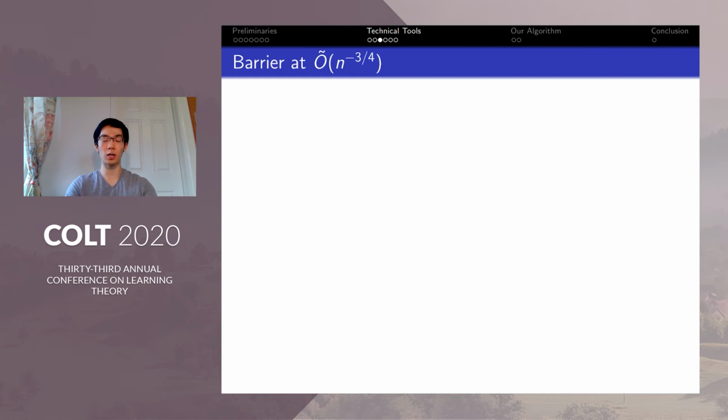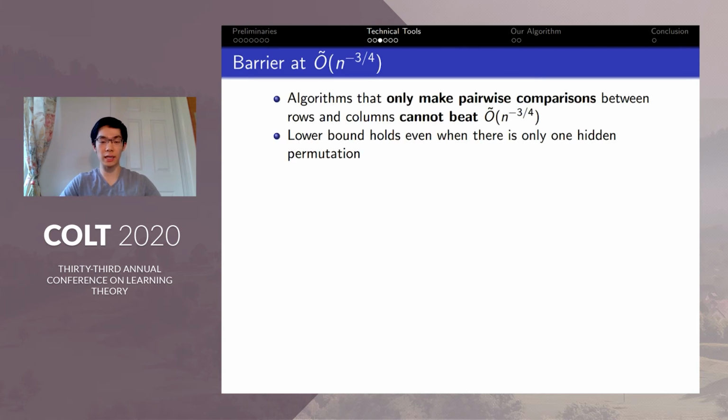Now let's better understand the barrier at n to the negative 3/4. So the first thing is that n to the negative 3/4 is a barrier to all pairwise comparison algorithms. Any algorithm that sorts the rows and columns only by comparing them two at a time cannot beat n to the negative 3/4. And this lower bound holds even when we assume, say, that the columns are already sorted.